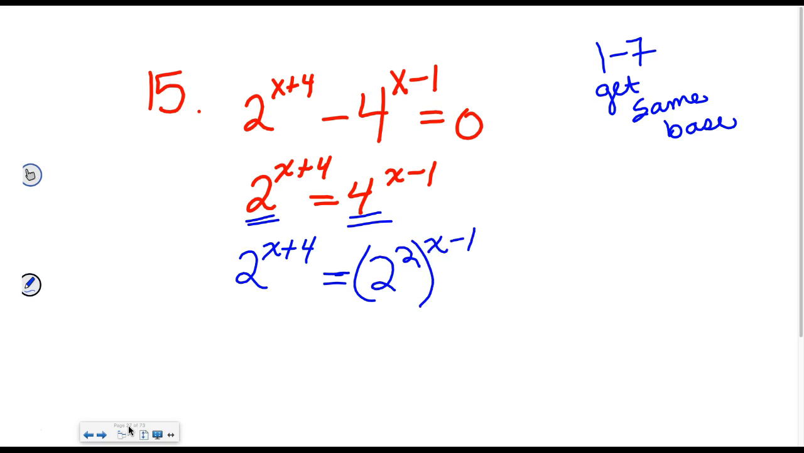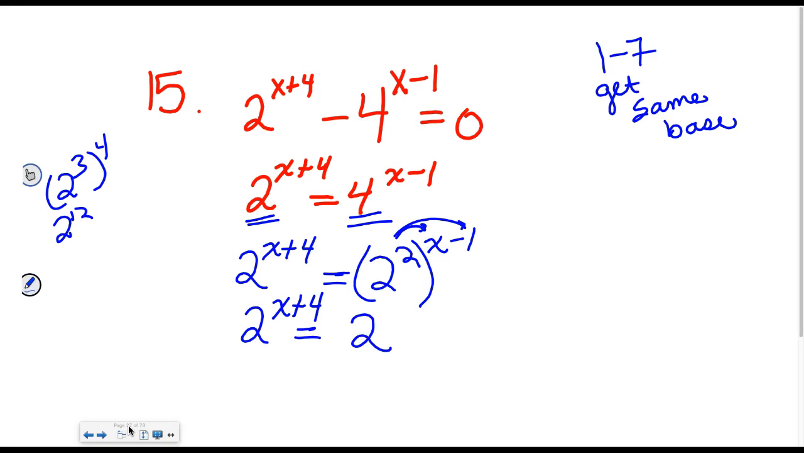And again, the reason I do that is because if I can get the same base, which I actually have once I multiply these exponents, remember if you were to do 2 to the third to the fourth, that's 2 to the 12th. We multiply those exponents. So that's my next step. I'll multiply those and get 2 to the 2x minus 2.